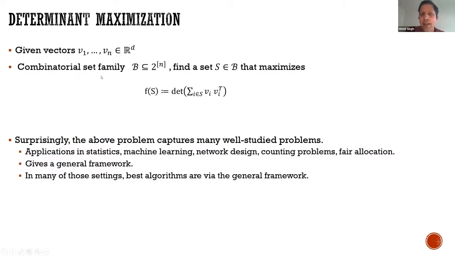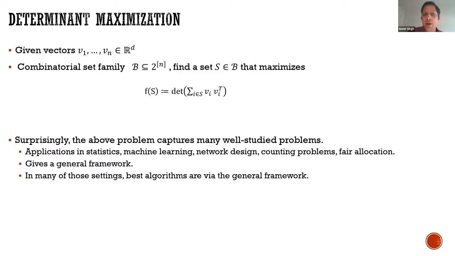I'll be talking about multiple different set families. We'll formalize that more. While the problem looks very abstract, it surprisingly captures many well-studied problems in a diverse set of areas, like statistics, machine learning, network design, even problems in fair allocation. Of course, it also naturally captures problems in convex geometry as well. More interestingly, it also gives a general framework to study many of these problems, and in many of these settings, the best algorithms are actually possible just via this general framework.